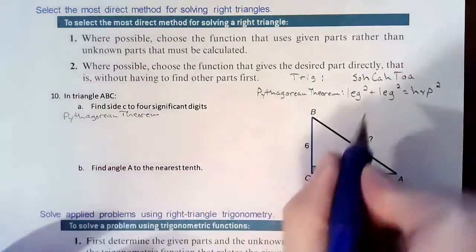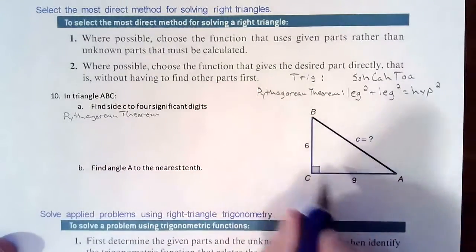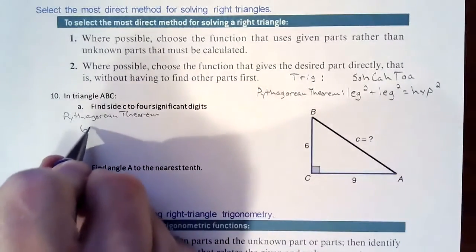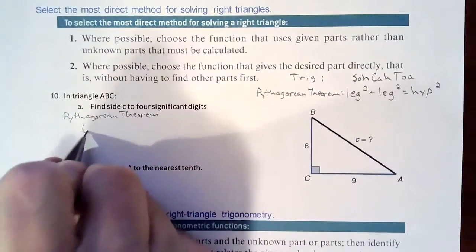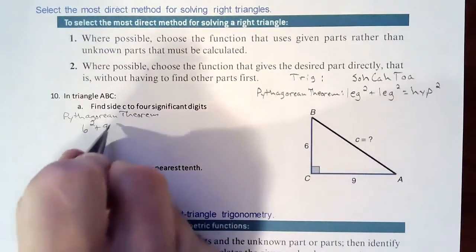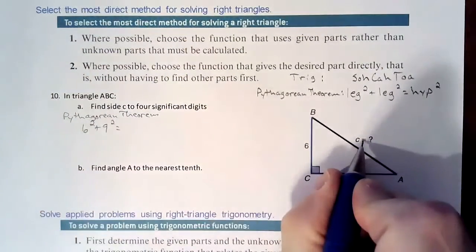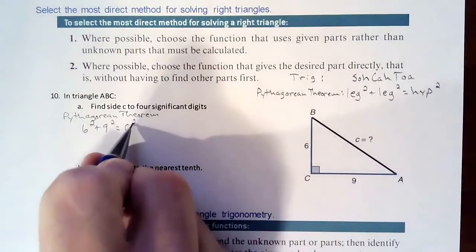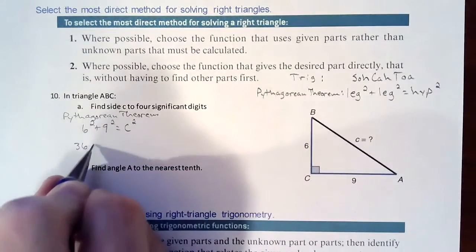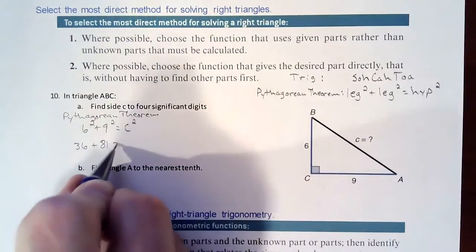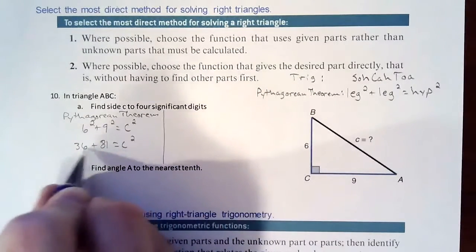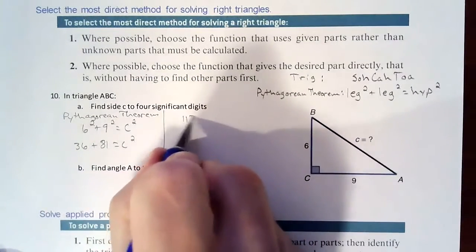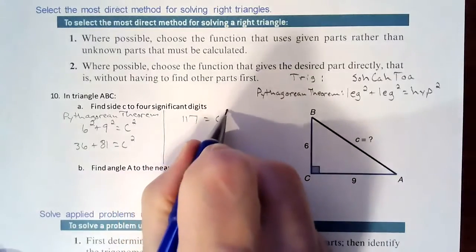All right, so we're going to do leg squared plus leg squared. So 6 squared plus 9 squared equals c squared, which is our hypotenuse. So that's 36 plus 81 equals c squared. So if we add those two values together, that gets us 117 equals c squared.